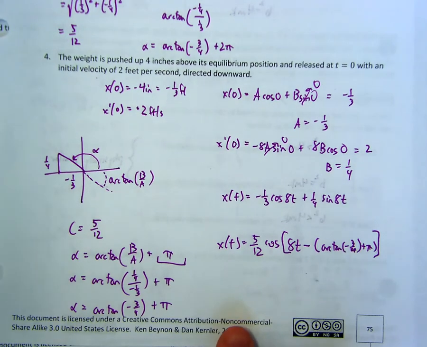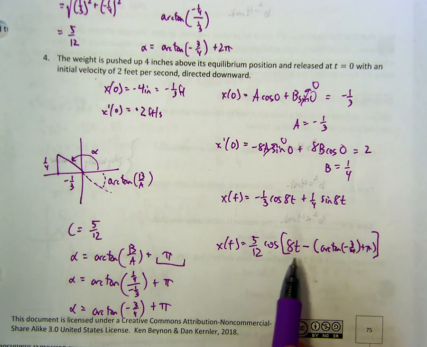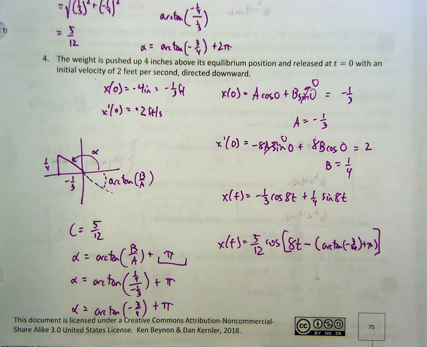And again, I'll let you think about the amplitude, frequency, period, and time lag. The only difference really is time lag, because the amplitude is still 5/12, the omega is still 8, so the frequency and period are going to be the same. The only thing different is alpha, and so the time lag will be the only difference. All right, so hopefully that is helpful to see those two worked out.